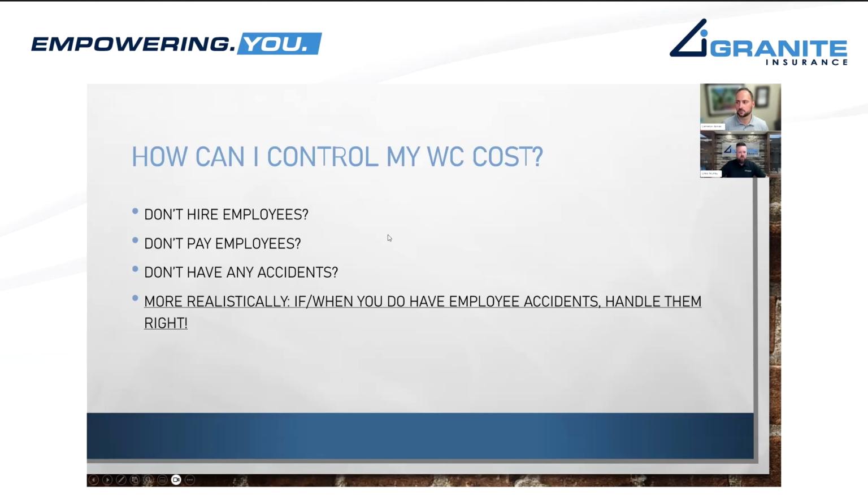So how do we control our work comp costs? I told you that workers' compensation is the most controllable piece of your insurance program. You could not have any employees, you could not pay your employees, or you could not have accidents. Those would all lower your costs, but they aren't realistic. Realistically speaking, and this is where the strategy comes in, when you have an accident, when an employee gets injured on the job, it's how you handle it. And that's going to dictate how you control your workers' compensation costs. That's high level. We'll get into the weeds on that in just a minute, but that's where the magic happens, is handling the claim after the accident.